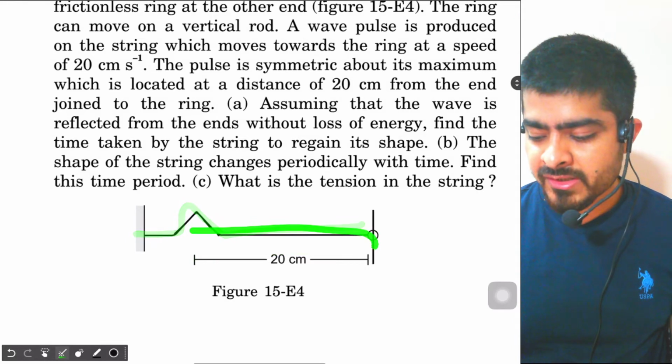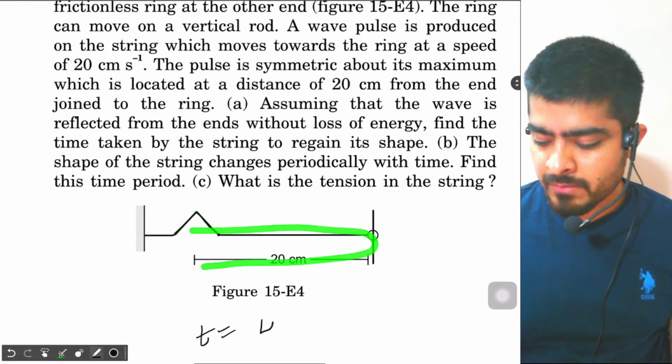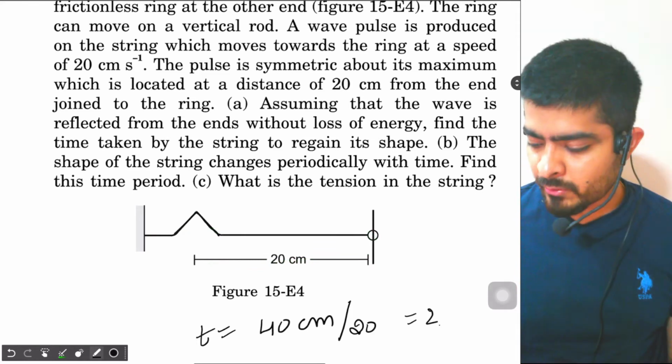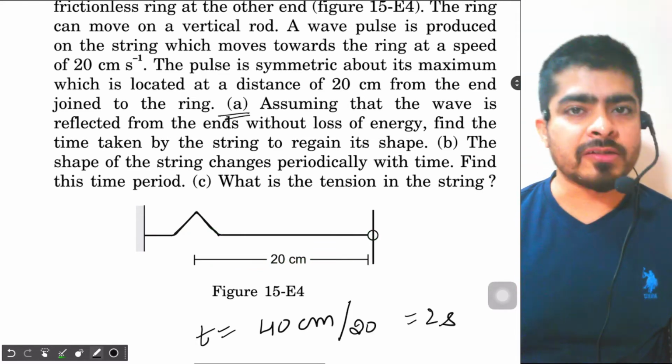So the total distance traveled is 40. So time taken will be how much? 40 centimeter by speed of the wave 20. So this will be equal to 2 seconds. So that is the answer to the first part.